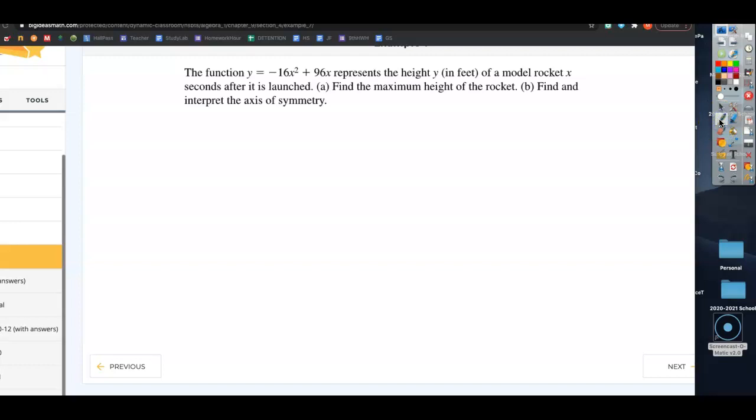So they give us the function. It represents the height in feet of a model rocket x seconds after its launch. Find the maximum height of the rocket, and then find and interpret the axis of symmetry. So we have our equation.